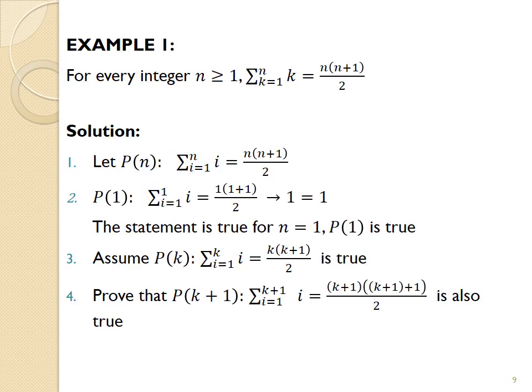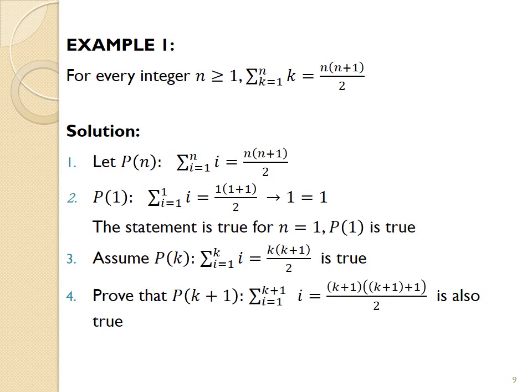Let's look at our first example. The question is to show that for every integer n greater than or equal to 1, the summation of k, where k starts from 1 to n, is equal to n times n plus 1 over 2. So how do we go about it? There are several steps to prove this statement.